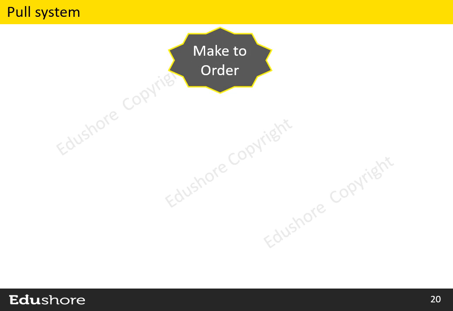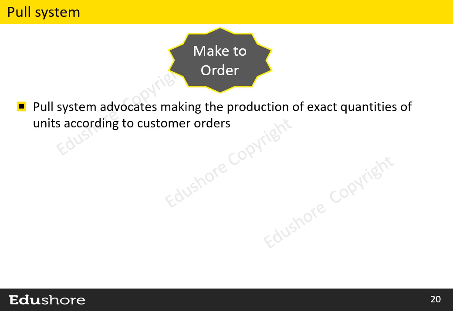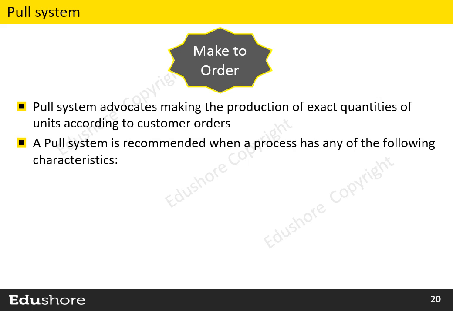Let us understand the pull system in a little bit more detail. A pull system is also called make-to-order system. A pull system advocates making the production of exact quantities of units according to customer orders. A pull system is recommended when a process has any of the following characteristics.